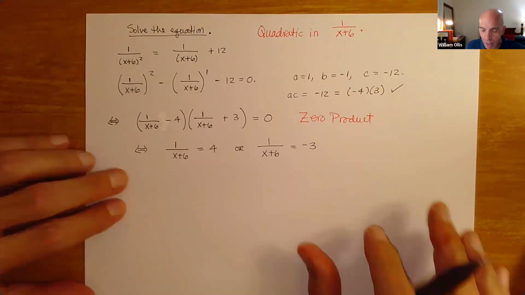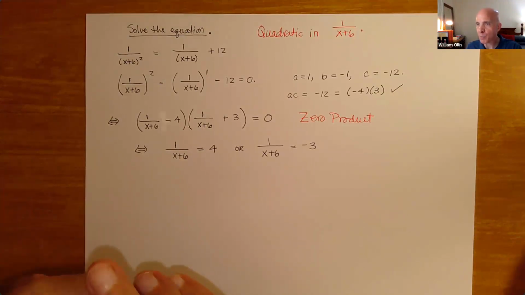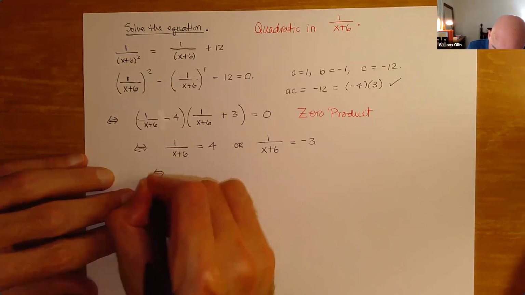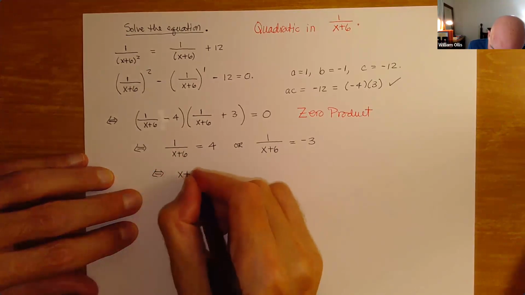So now, what's nice with the equalities is that we can reciprocate each side to get the x in the numerator. We can do that with inequalities as long as we can control sign, and that'll be something we'll talk about later, but that's a much more complicated procedure. But just reciprocating, we get x plus 6 equals 1/4.